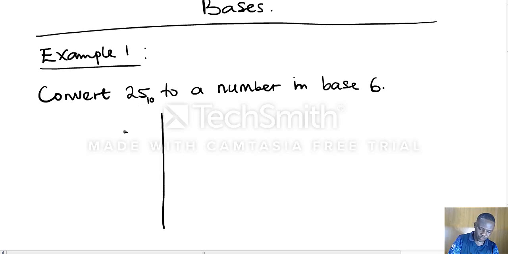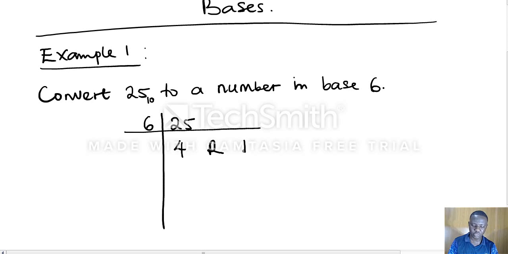So, using the long division method, I'm going to keep dividing 25 by the base I'm to convert it to, which is base 6. You keep dividing 25 and the multiples you will get by 6, and the remainder is written on the right hand side. And it goes this way. 6 into 25 is 4 remainder 1. Let me use R to represent remainder.